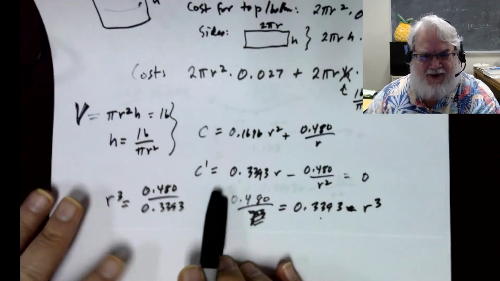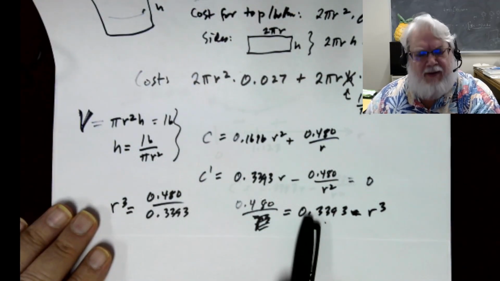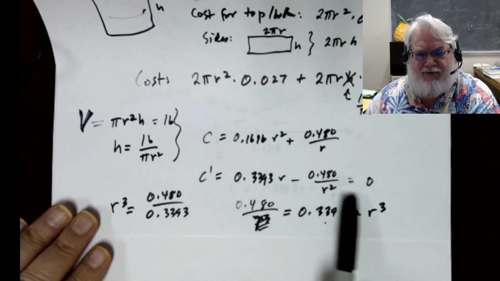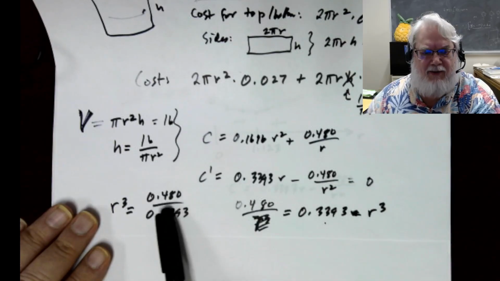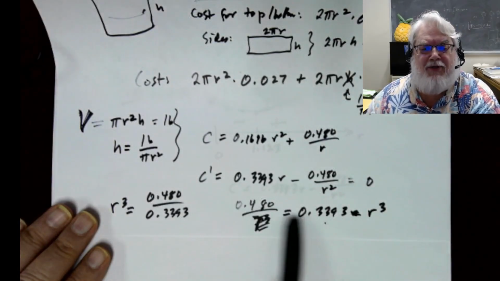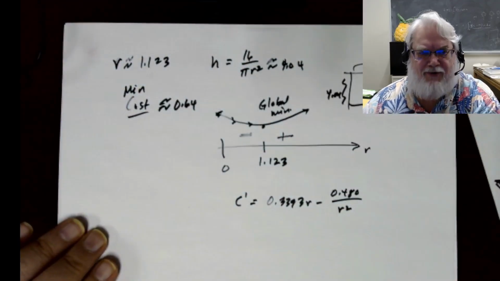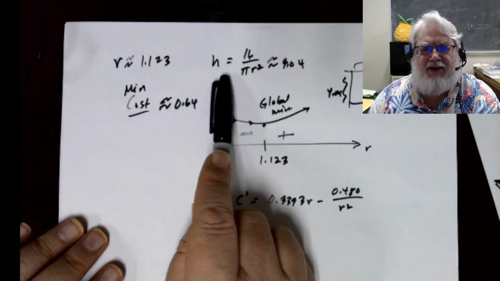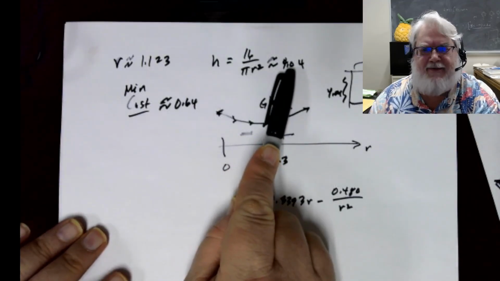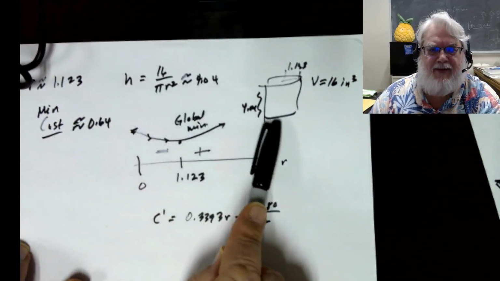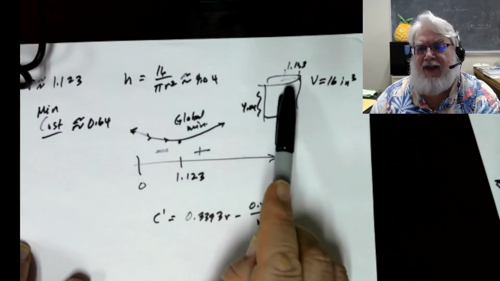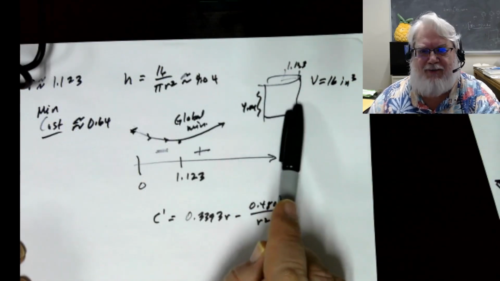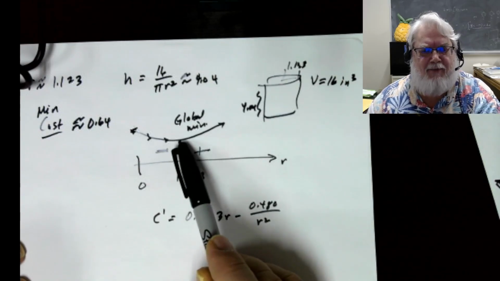Okay, so now let's go ahead and finish this up. Once you have a function all of one variable, take the derivative, set it equal to 0 to find the critical points. We found that critical point with a little bit of work. Critical point turned out to be about 1.123. And so plugging it into h, you get the height for that. And so we have the dimensions for the minimum cost can. And then, yep, we get a global minimum out of that.